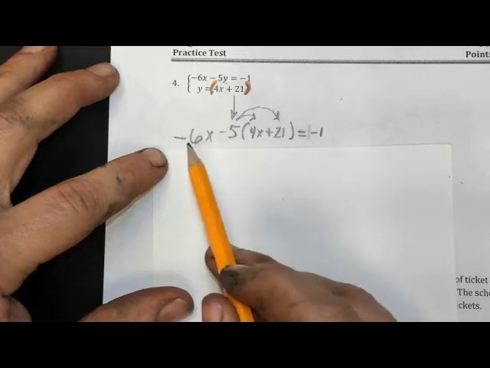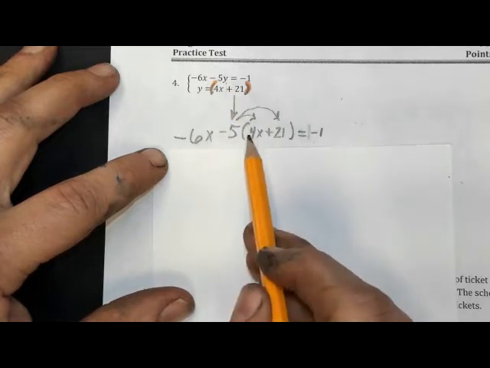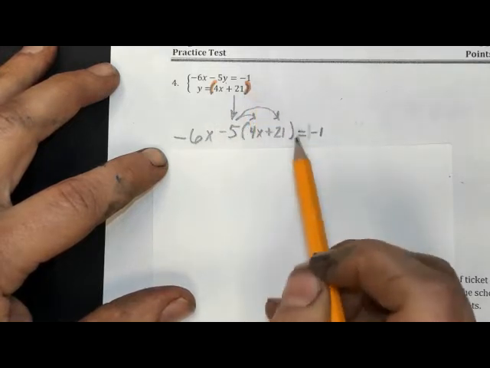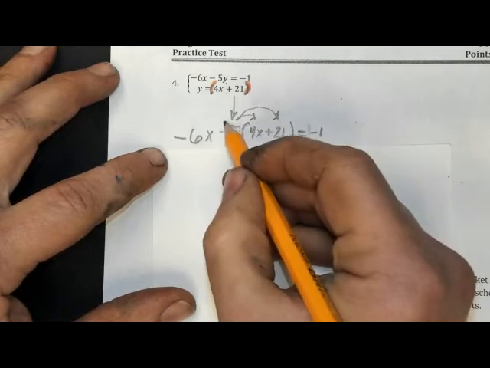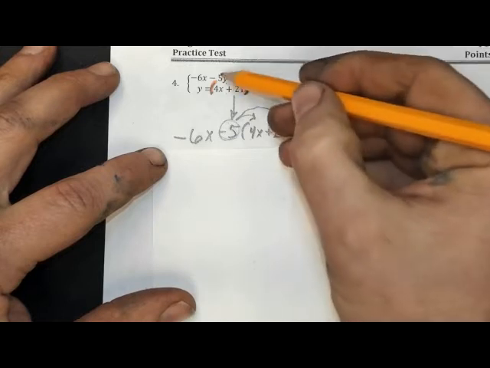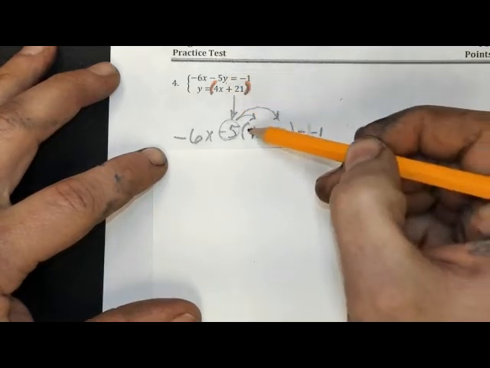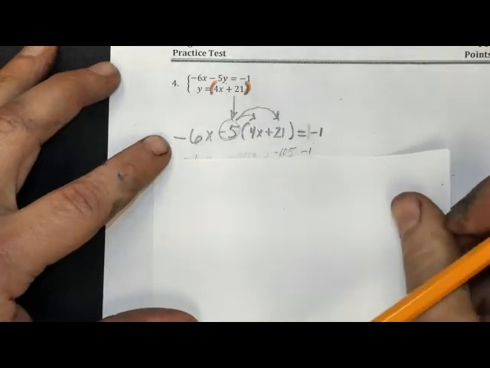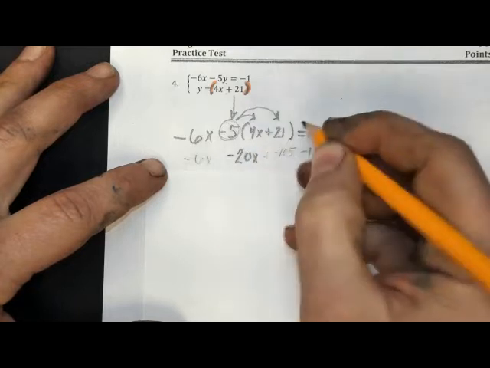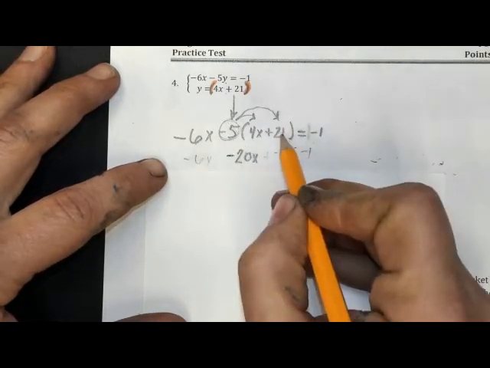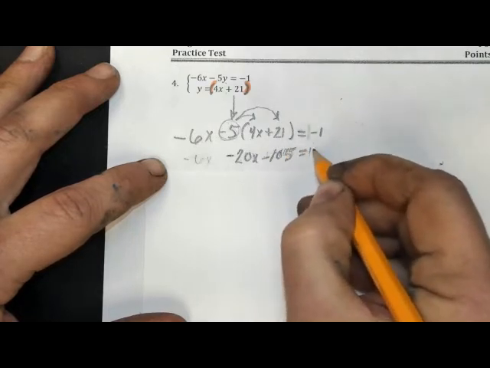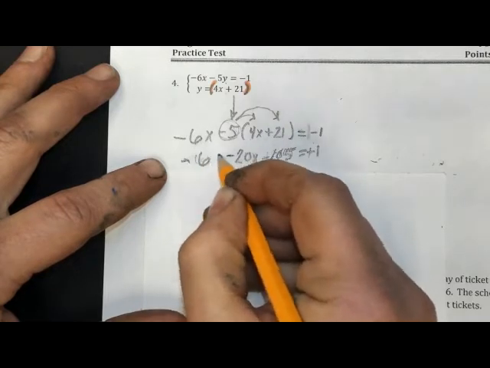-6x minus 5 times the parentheses: replace the y with (4x plus 21) equals -1. So these have been combined, and we've got to distribute -5 to each of these things, because it said -5 times y, and y is all that. So -5 times 4x is -20x. And -5 times 21 is -105. And then we carry down our equals, our -1, and this bit here.